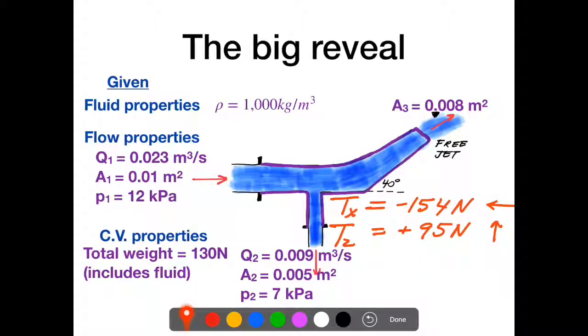Bam. Okay, so if you did the problem correctly, you should get a value of negative 154 newtons for the support force in the x. Remember that we assumed that was acting in the positive x direction, so the negative sign actually just means it's in the negative x direction. And then similarly, the z support force, 95 newtons, that's a positive value, which means that it's in the same sign that we assumed, which is positive in the upward direction. So that's basically it.